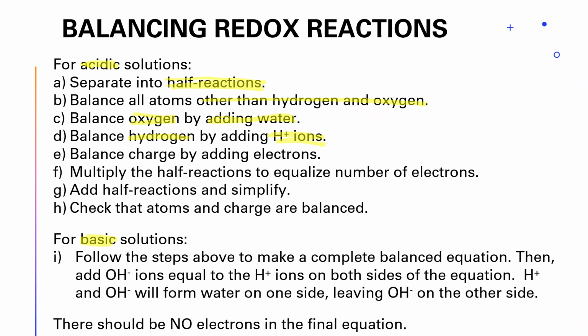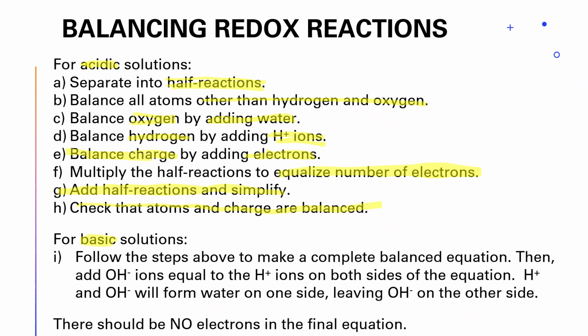We're going to balance the charge by adding electrons. And then we'll need to multiply the half reactions to equalize the number of electrons because we'll have to have the same number of electrons on each side. We'll add the half reactions together, we'll simplify the equation, and then we're going to check that everything is balanced.